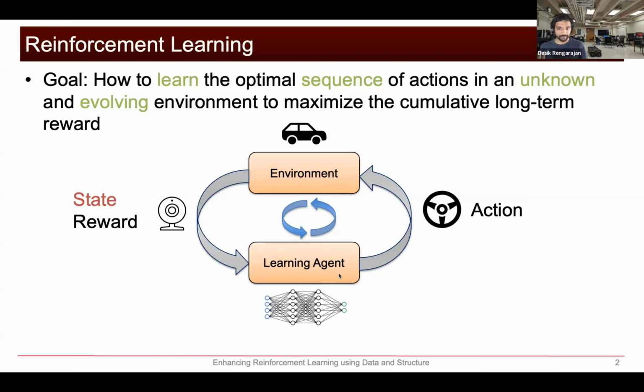And the goal of reinforcement learning is to learn the optimal sequence of actions in an unknown and evolving environment, because the learning agent does not really know how the environment works, and it has to learn how it works by interacting with it. At the same time, the environment evolves as the agent starts taking actions in it. So the goal of the agent is to learn the optimal sequence of actions that maximizes some long-term reward. So that's a brief overview of what reinforcement learning is, and I'll go into details as the talk progresses.